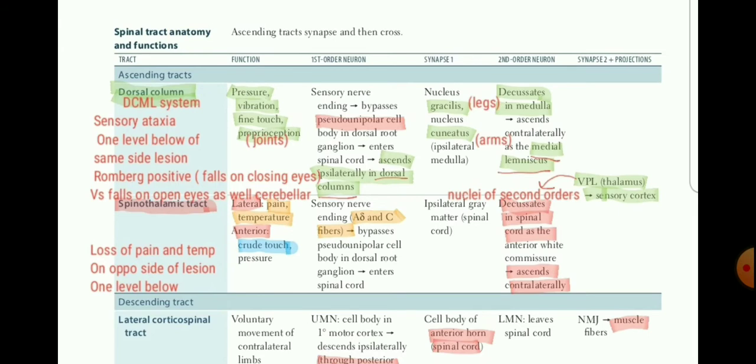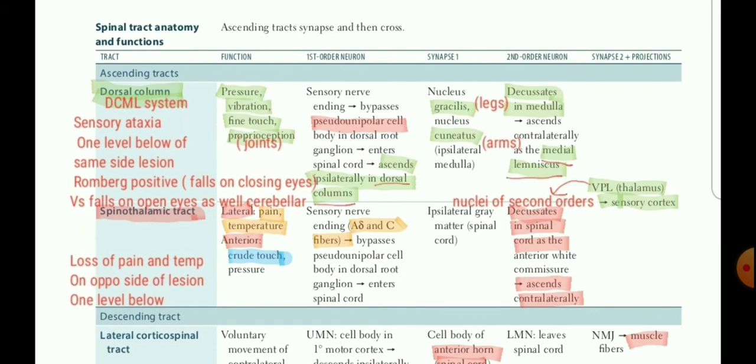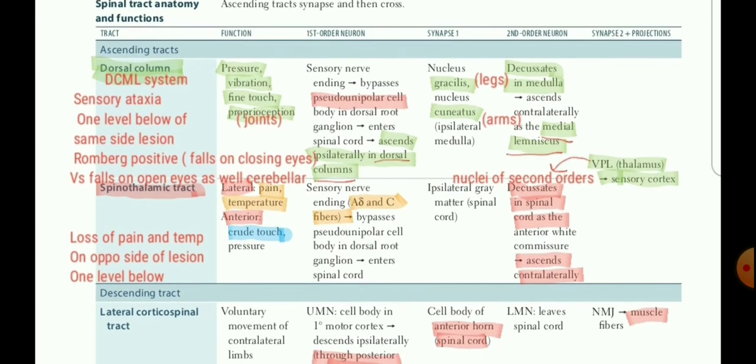So the dorsal column decussates in the medulla and ascends contralaterally. They do not decussate in the column, rather in the medulla, and form the medial lemniscus inside the brain. So that's why they are called the dorsal column medial lemniscal system. So any lesion above the medulla will lead to contralateral loss of dorsal column function, but most of the questions are asked at the spinal level.